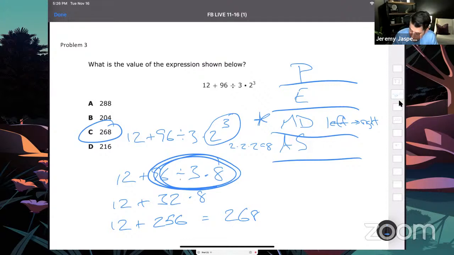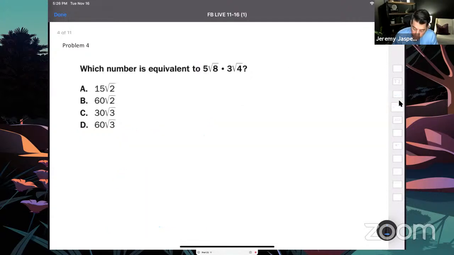Okay. Moving on. All right, a little bit of radicals. So a quick radical lesson. So these are radicals, square roots. So it says which number is equivalent to 5 square roots of 8 times 3 square roots of 4. So what we want to do here is just kind of go over what it's like to multiply radicals. So again, rewriting it so that I can work it out on my paper, because I can't work underneath here, do anything to these numbers. So times 3 square roots of 4.